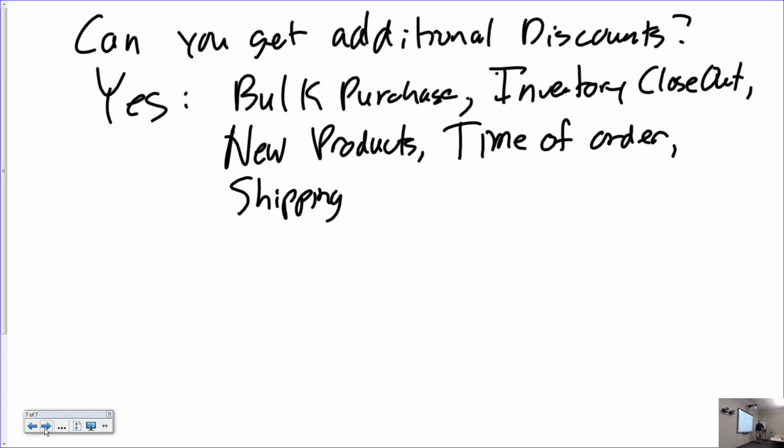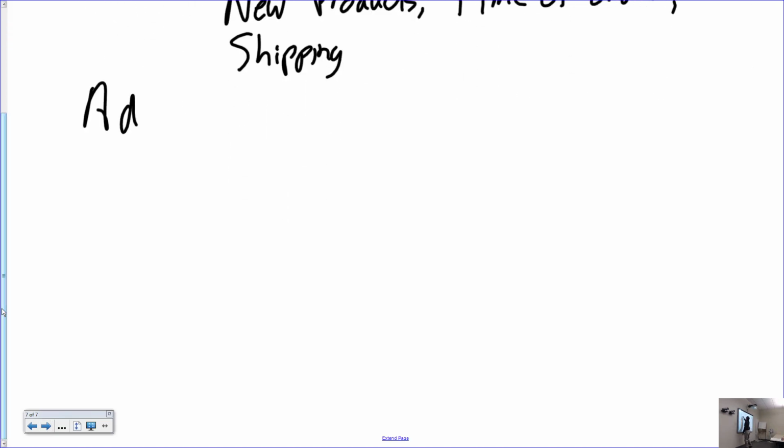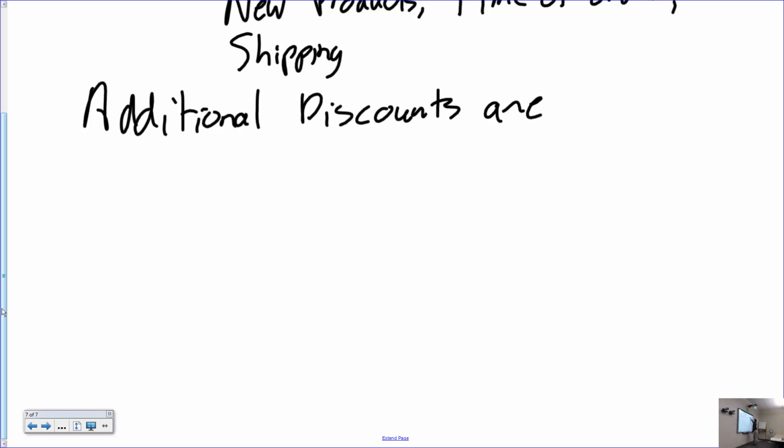Now, the key to all of these additional discounts, folks, additional discounts are chained, not added.